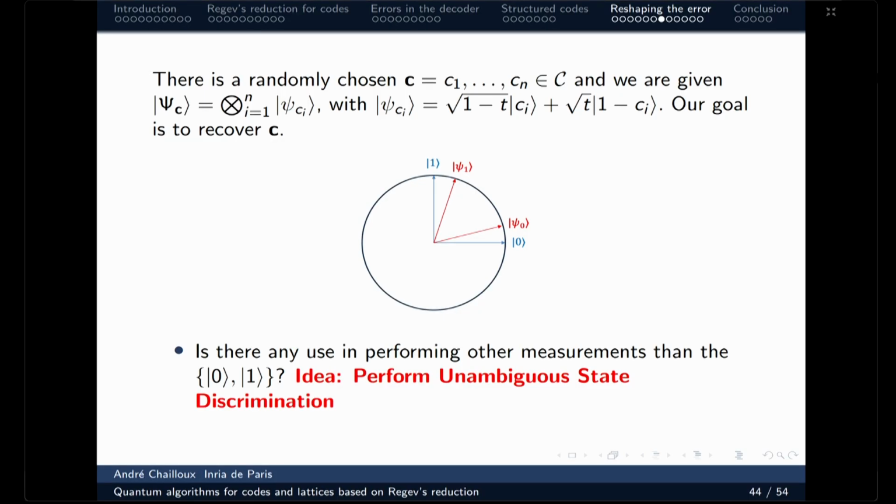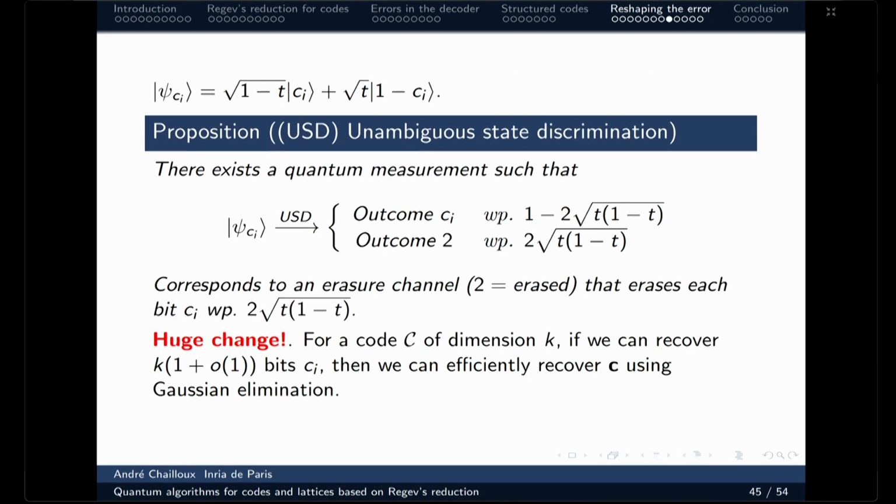And so the idea is that we will not measure in the computational basis, but we'll do an ambiguous state discrimination. What is an ambiguous state discrimination? Something that many of you probably know. It's a measurement that finds the correct c_i with much smaller probability, but it's never wrong. It's never wrong, but sometimes it can output I don't know. This I don't know outcome corresponds to this outcome 2. 2 means I don't know what it is, but if I measure 0 or 1, I'm always correct, right?